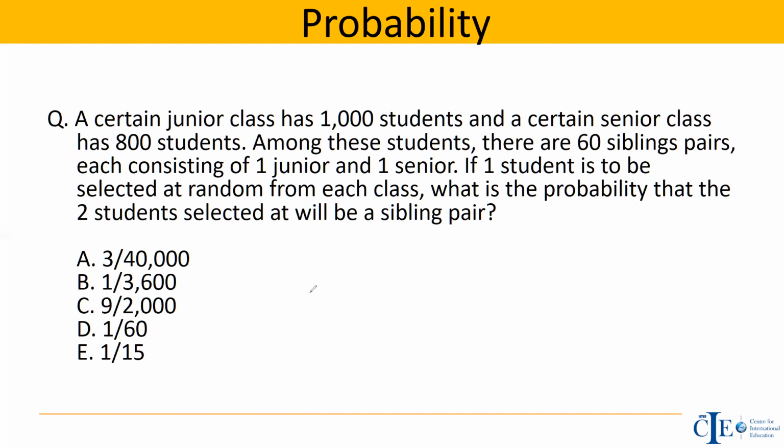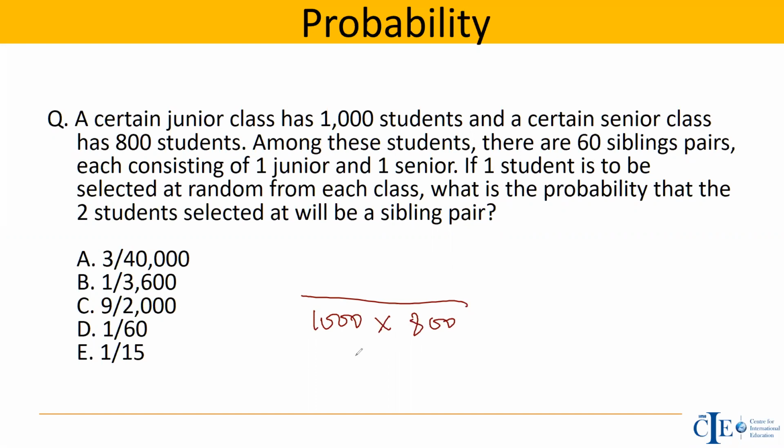So how many pairs can be formed? This is going to be only one pair. So there will be one pair. How many different combinations can you have for forming one pair? It's going to be 1000C1, which is 1000, into 800C1, with 1000 juniors and 800 seniors. So you can pick one from the juniors and one from the seniors.